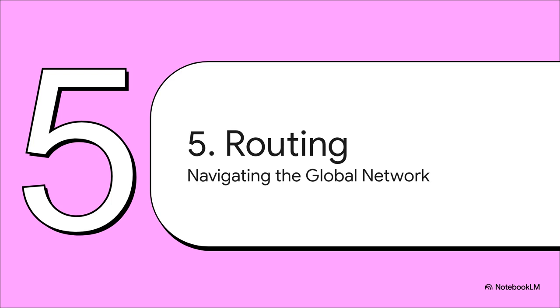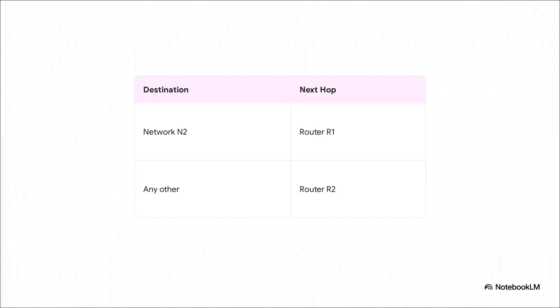Now it has to figure out how to navigate this massive web, and that process is called routing. You can think of routers as the traffic cops of the internet. Every router has something called a routing table, which is basically a simple cheat sheet of directions. When our packet arrives, the router just looks at its destination IP address, checks its table and goes, "To get to that network, you need to go this way." Then it forwards it to the next router. This happens over and over, hop after hop, getting a little closer each time, all within microseconds.